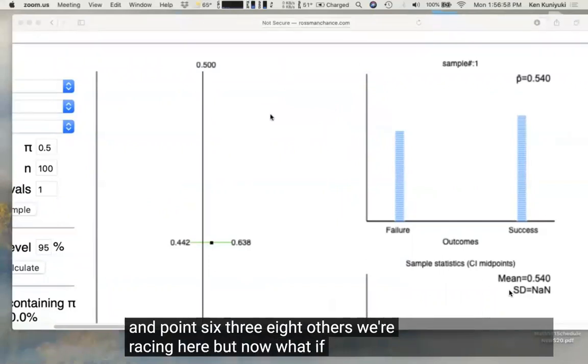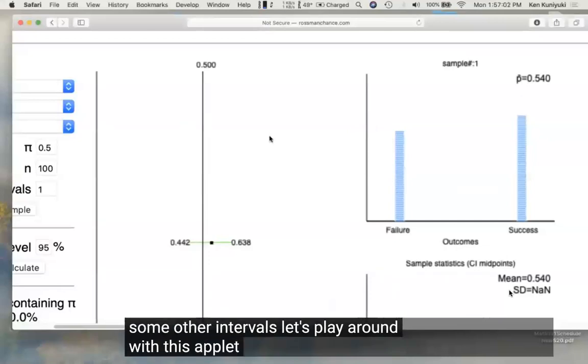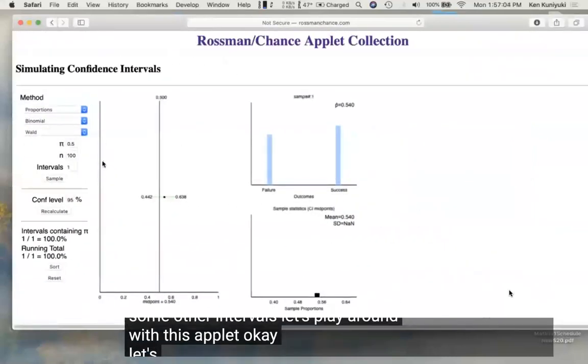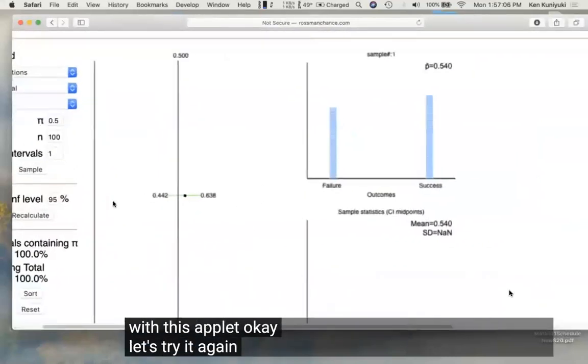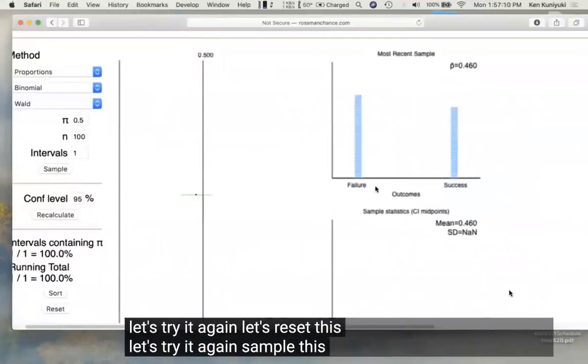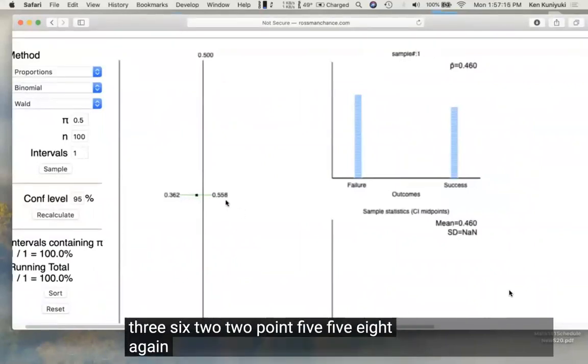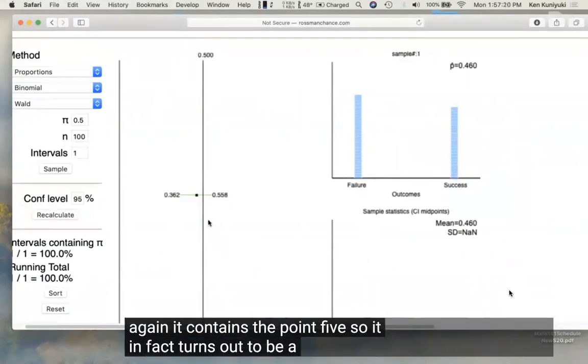But now, what if we try out some other intervals? Let's play around with this applet. Okay, let's try it again. Let's reset this. Let's try it again, sample. This time we get 46% heads. Here's our CI from 0.362 to 0.558. Again, it contains the 0.5. So it, in fact, turns out to be a good confidence interval.